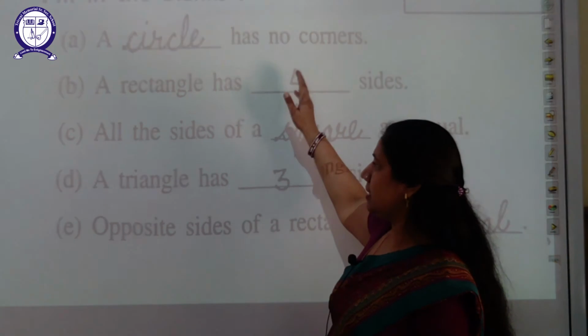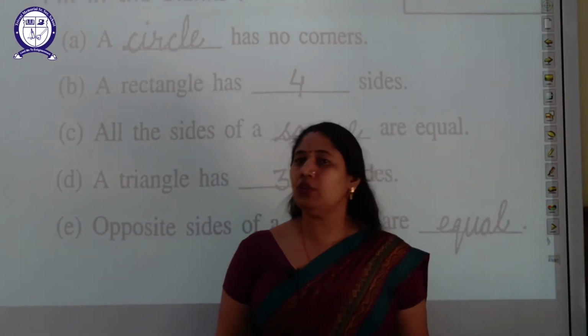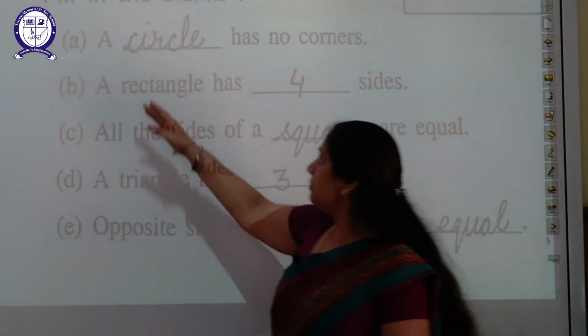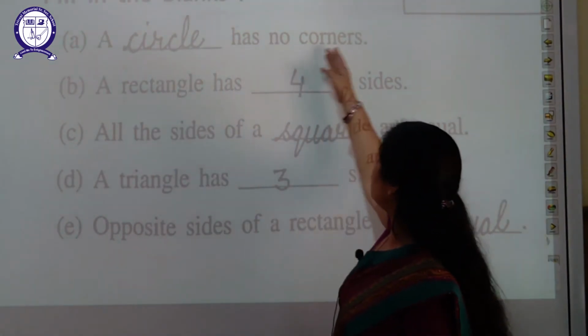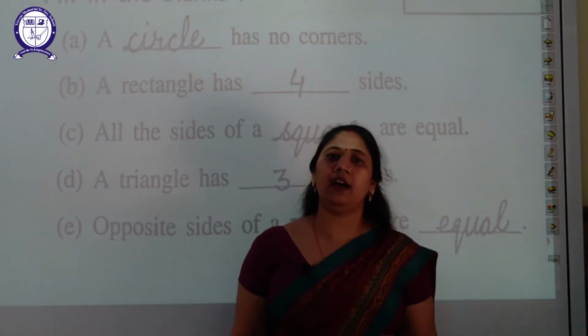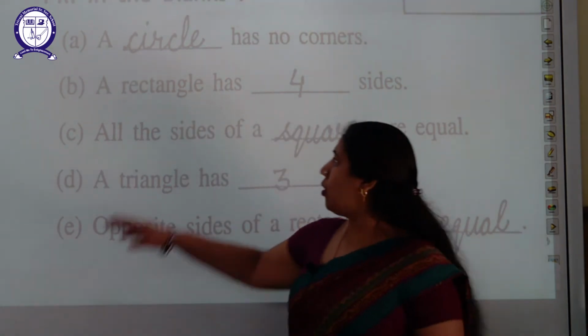Fill in the blanks. We have already read about the plane figures. So these fill in the blanks depend on the plane figures. A dash has no corner. So which plane figure has no corner, beta? Yes, circle. A circle has no corner.